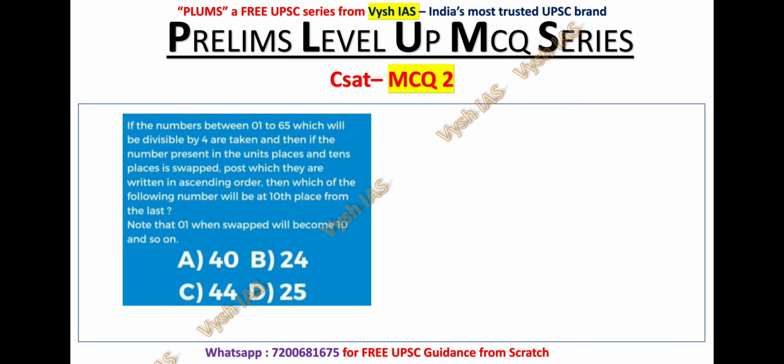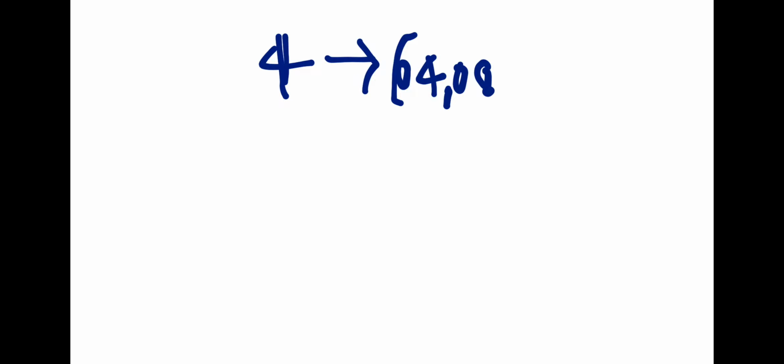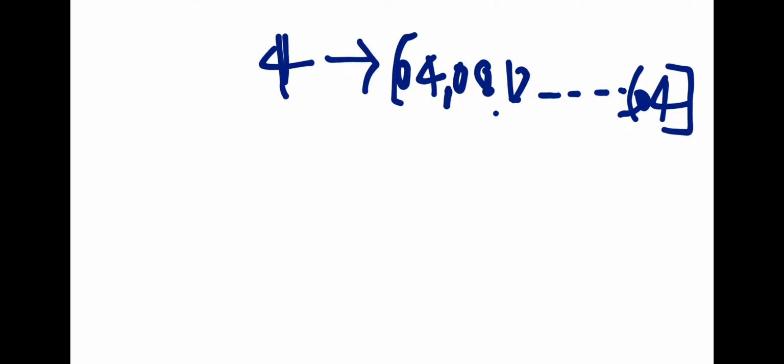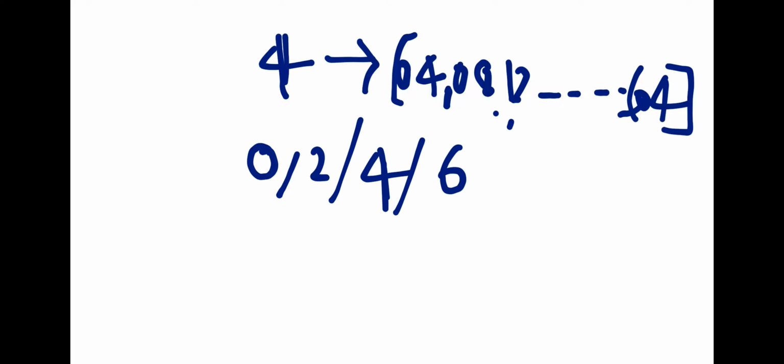The total number of multiples of 4 is 16. How is it 16? Let me write. Multiples of 4 will be 04, 08, 12, and so on till 64. There are 16 numbers. The multiples of 4 will have unit digits at 0, 2, 4, 6 or 8.